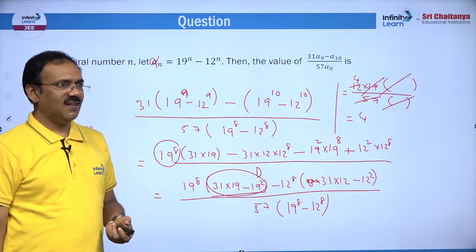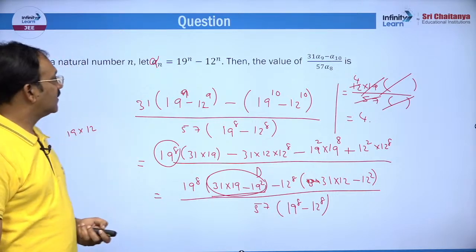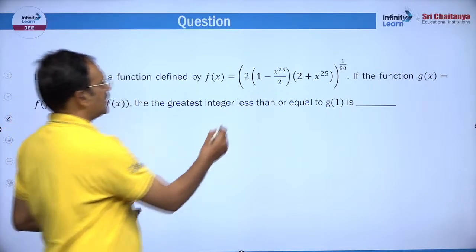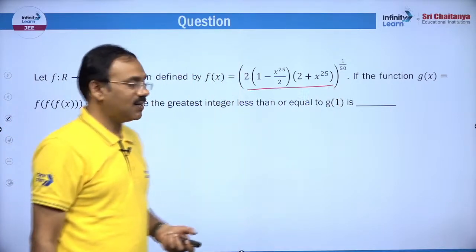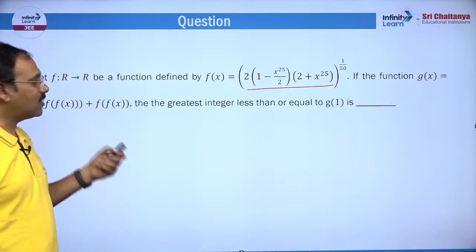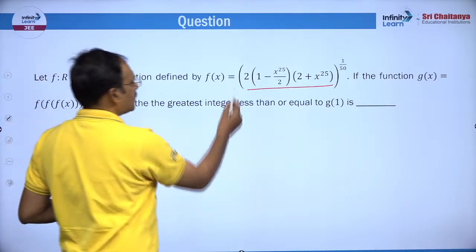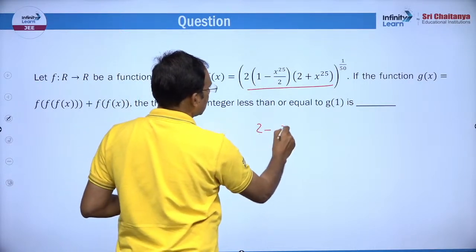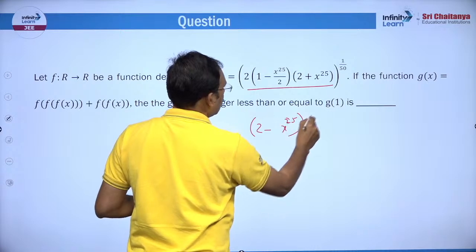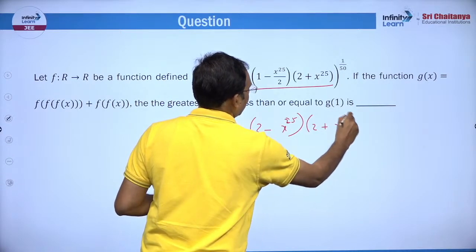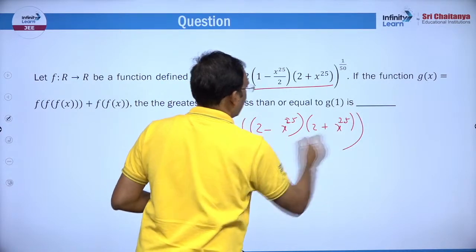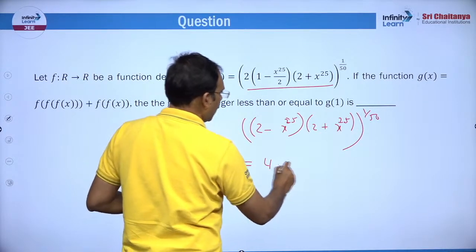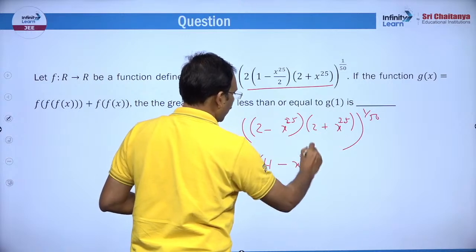Okay. Yeah, fine. The next, dear friends, this is not a big issue. I guess you can simplify this using the binomial theorem. Whenever you see this function, you might have observed that you just multiply this: 2 minus x power 25 into 2 plus x power 25, whole power 1 by 50. The beauty of this is, you can see, 4 minus x power 50 whole power 1 by 50.